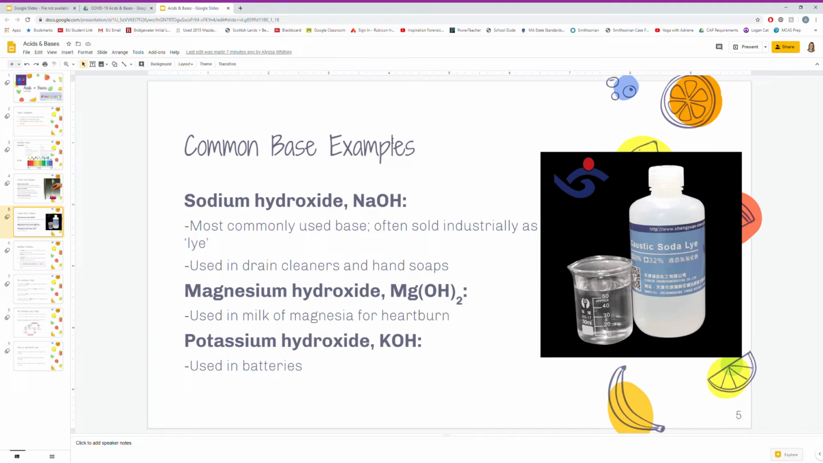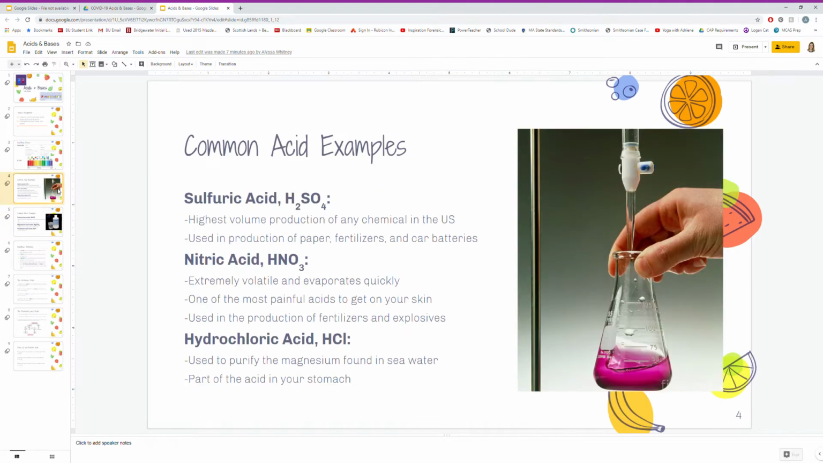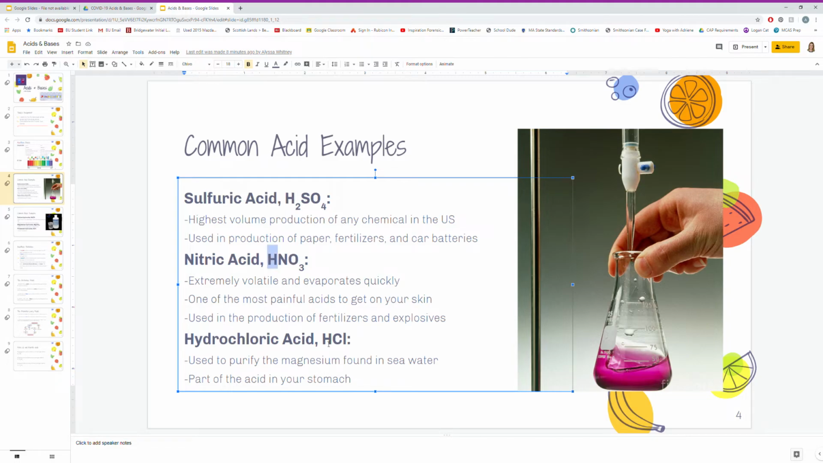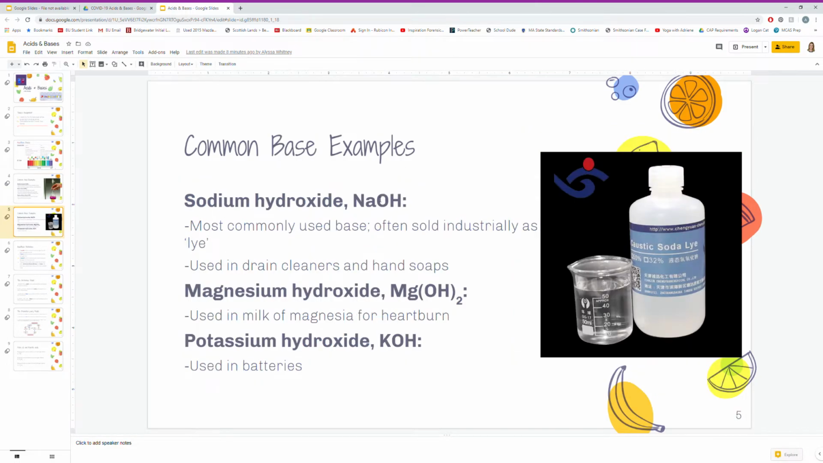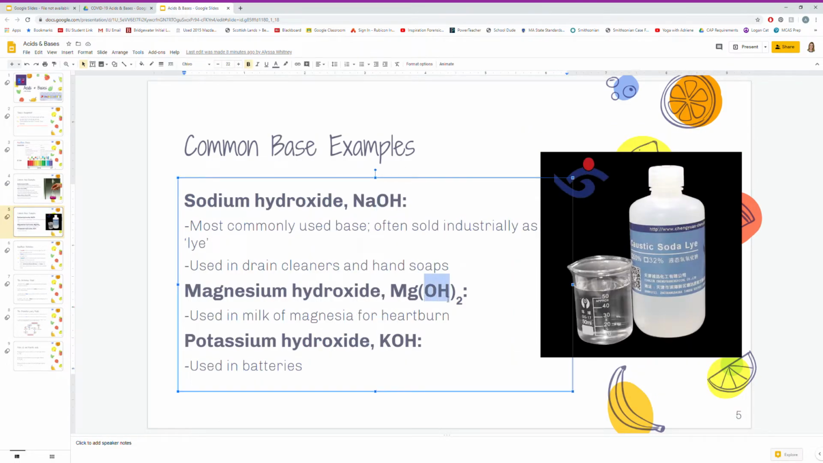Hopefully what you've noticed as a general trend is that my acids all have hydrogens, and my bases all have hydroxides. Now, the whole hydroxide thing isn't always going to be true, but for right now, let's just keep that in mind.